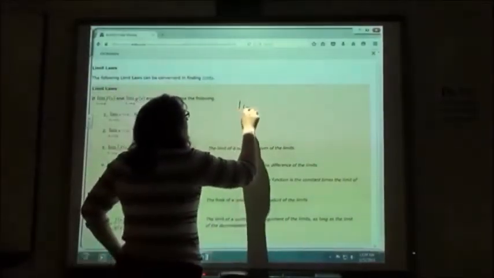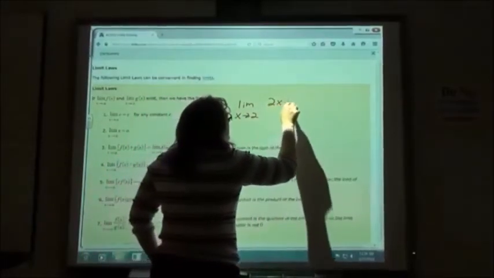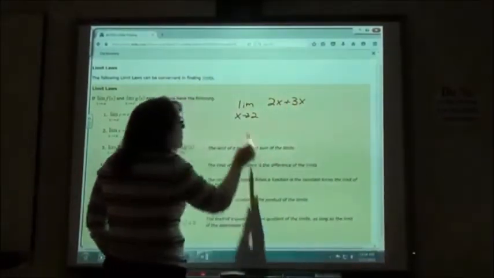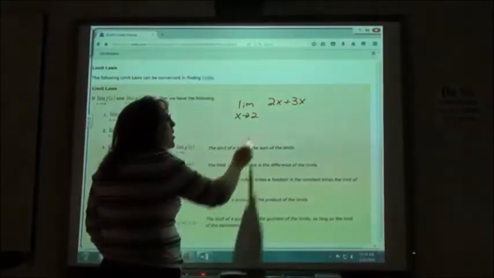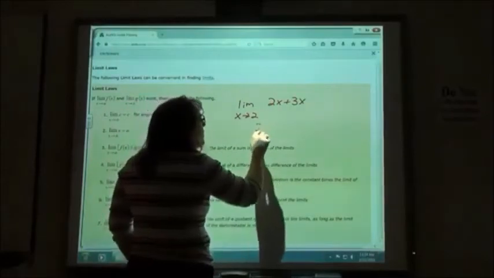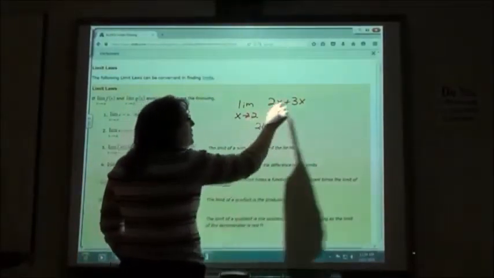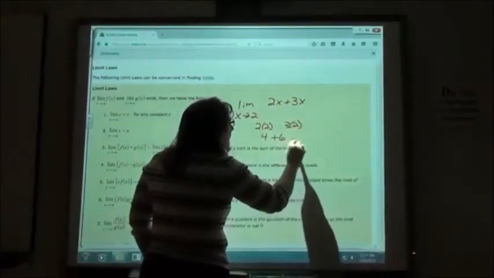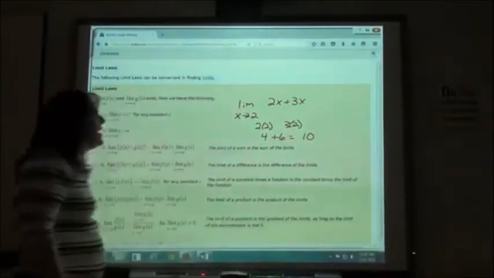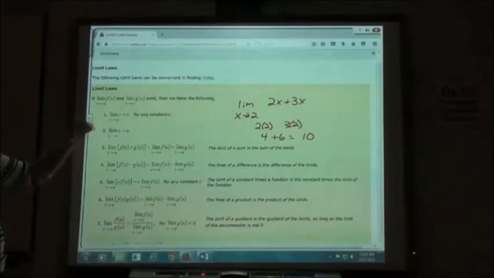If I would have the limit as x approaches 2 of 2x plus 3x, I would find the limit of this and the limit of this and add my answers together. If I'm going to find the limit of 2x, I'm going to take 2 times 2, which is 4. If I'm going to find the limit of 3x, I would take 3 times 2, which is 6, so my limit ends up being 10. So it's just saying I could split them apart and find the limit of each of them separately, and then I get my answer.